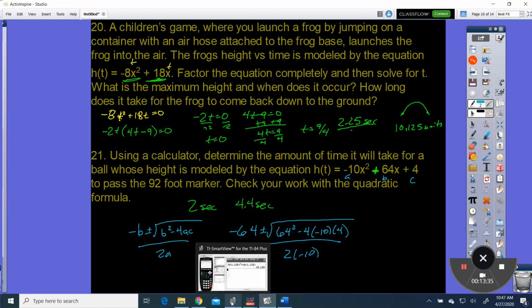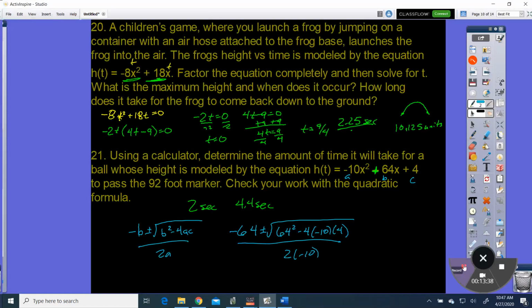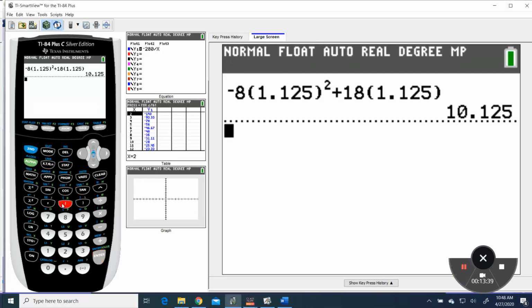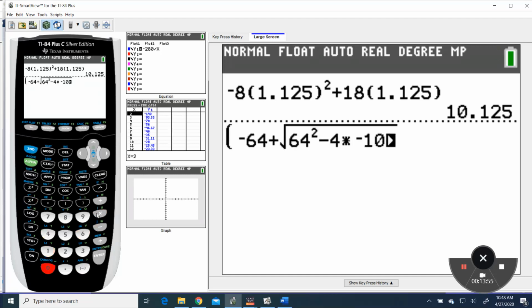So I come to my calculator. I type a parenthesis. I go -64, make sure you use the negative, not the minus, plus the square root, 64 squared, minus 4 times a was -10, times c, which was 4, go out of my square root, close my parentheses, divided by parentheses, 2 times -10. Close my parenthesis, hit enter.